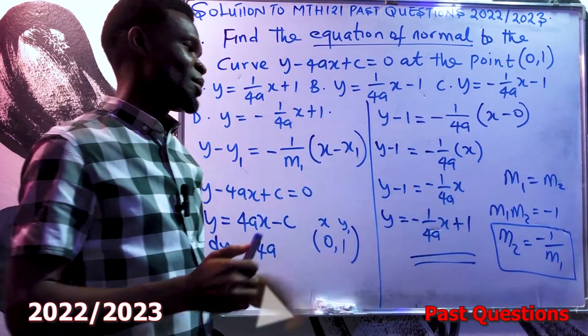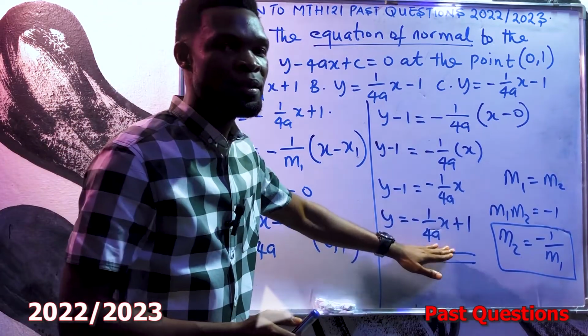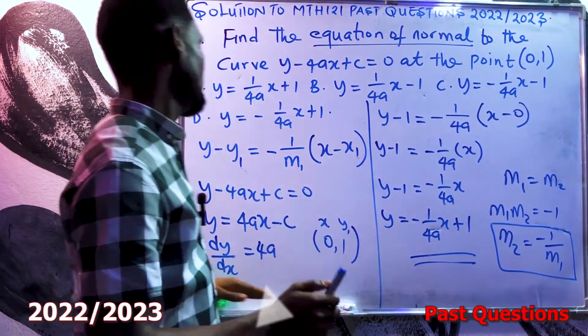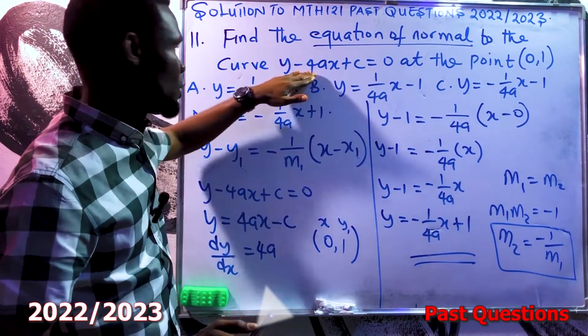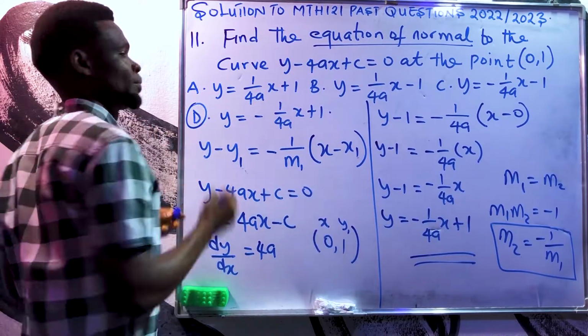Anyways, that's a long teaching. But what is most important is that this is the equation of normal to the curve in the question. Good, that's option D.